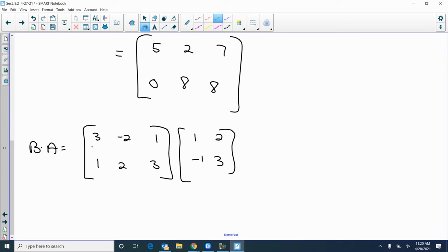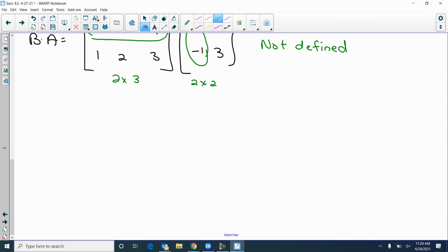All right, here's your issue. If you do row times column, how many elements are in the first row? There's 3 elements in the first row. How many elements are in the first column? 2. So you can't move all the way across and down and have everything match up. So that's why those middle dimensions have to be the same. So this is a 2 by 3. This is a 2 by 2. Middle dimensions are not the same. So this is not defined.